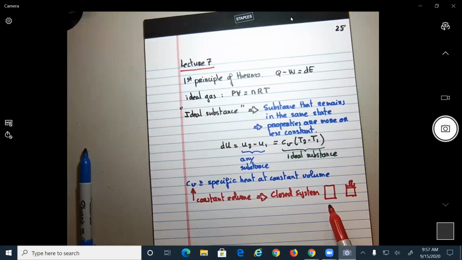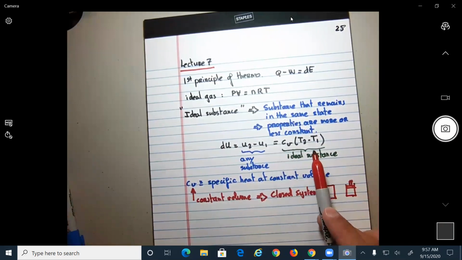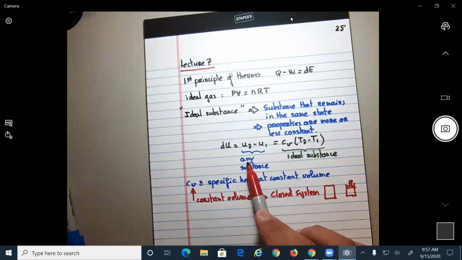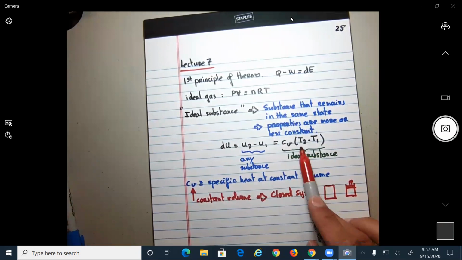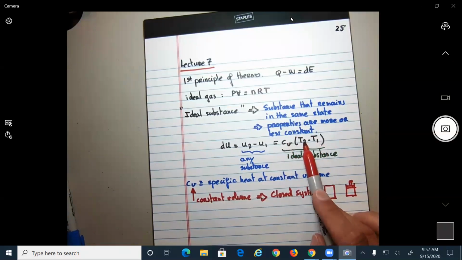Later we're going to see there's a C sub P, which means specific heat at constant pressure, and that will be for the other type of system, called control volume or open systems, in which you have mass that can flow. But we are not there yet. This is very important: this relation is valid for any substance, but if you can make the assumption of an ideal substance, you can simplify the problem.